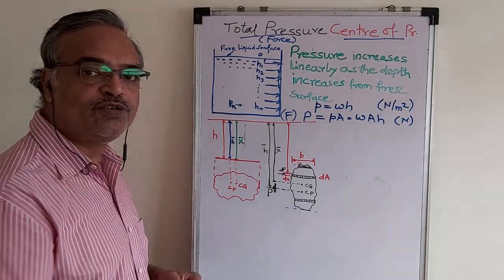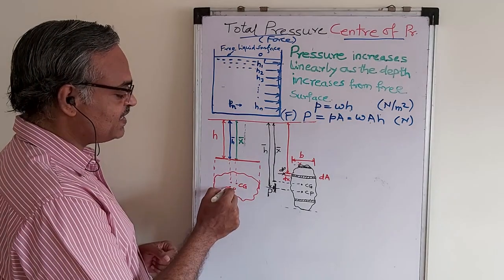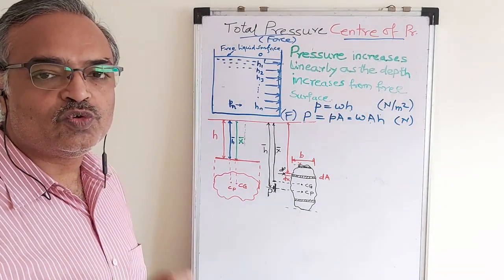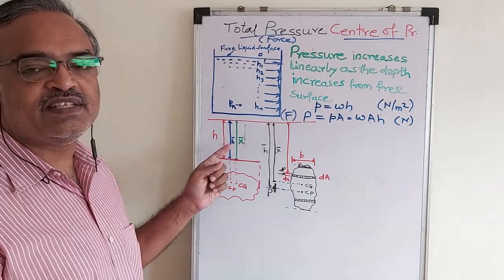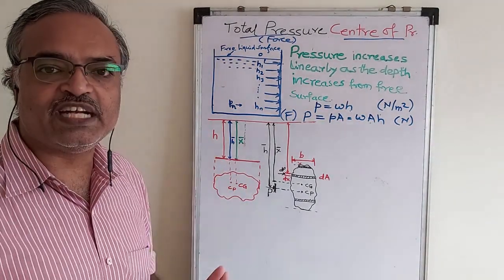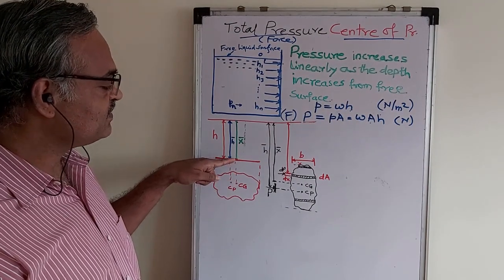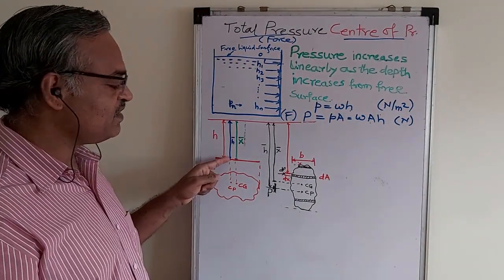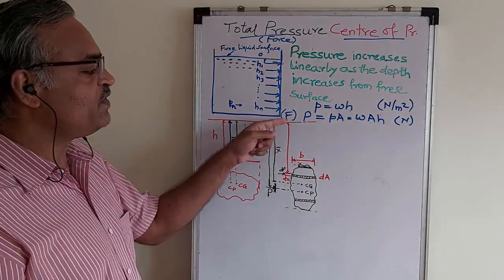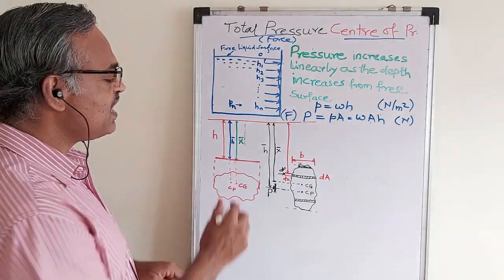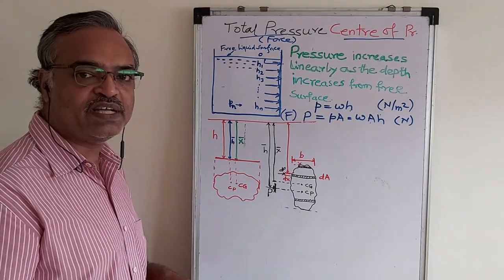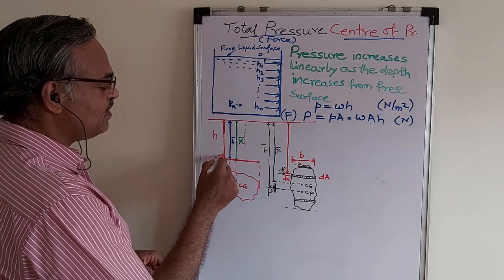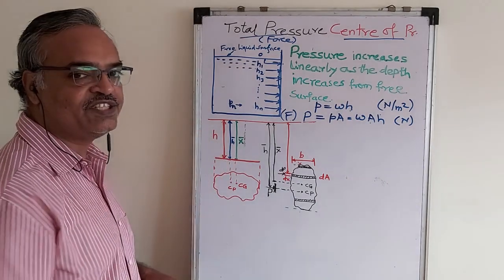Now we are introducing another term. The distance of the center of pressure from the free surface is H bar. So I have introduced two more terms, X bar and H bar. These are the standard terms. X bar always stands for the distance of the centroid from the free surface, and H bar always stands for the distance of the CP of that surface from the free liquid surface. And the general height I have shown here by the term H. So this is the horizontally placed body which has a water column over it of height H.